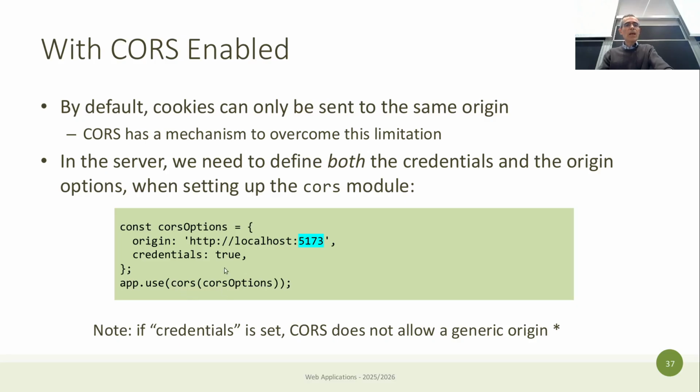If you set credentials true, you are not allowed to write origin star. It would be a nonsense, right? Because it says anybody can make requests and send me cookies. Cookies need to come only from a specific set of host names, the ones that are designed to work with my server.